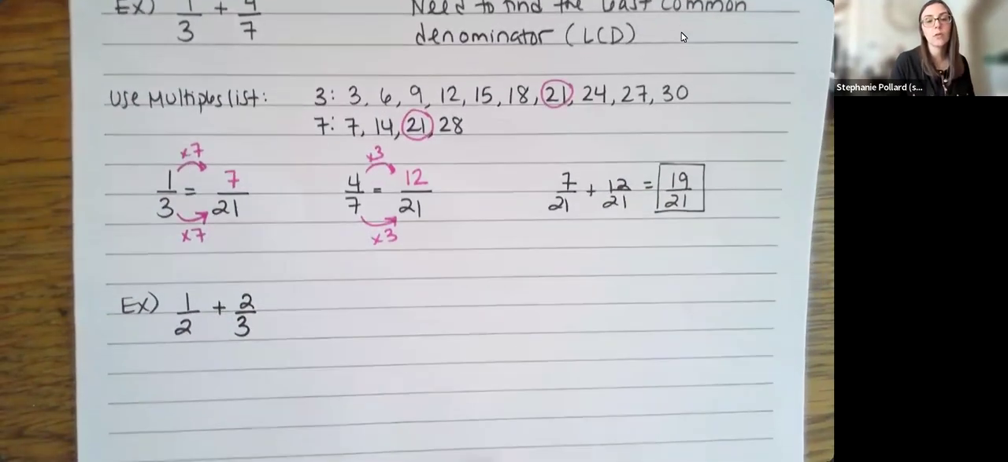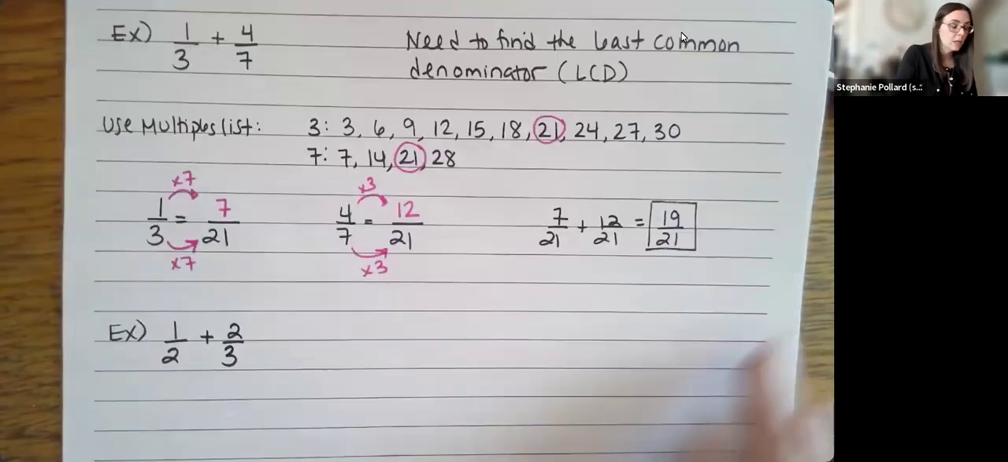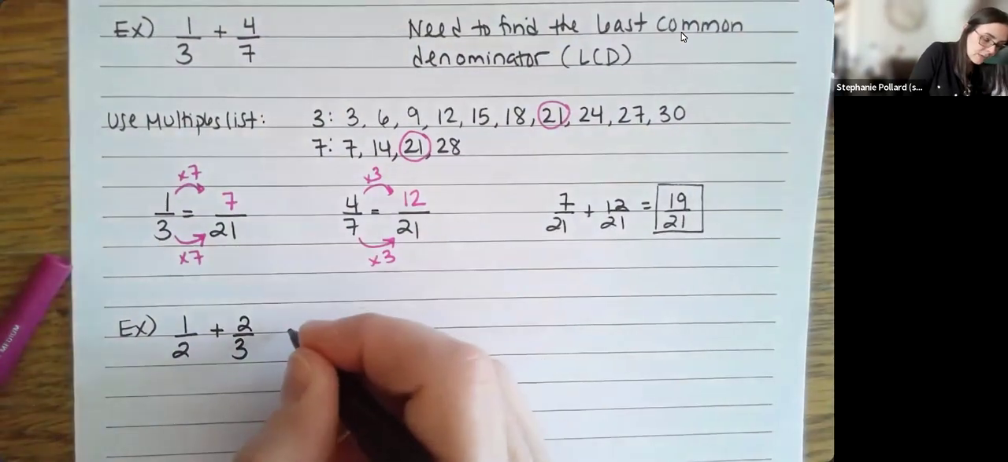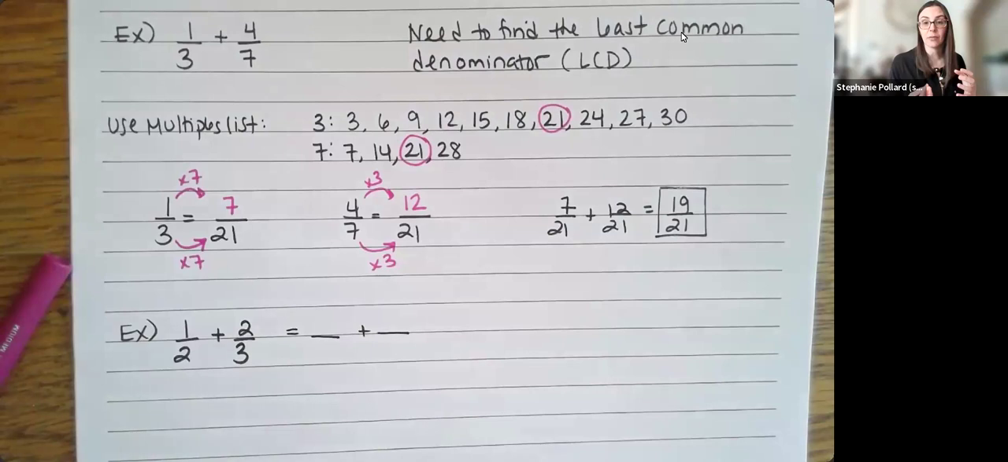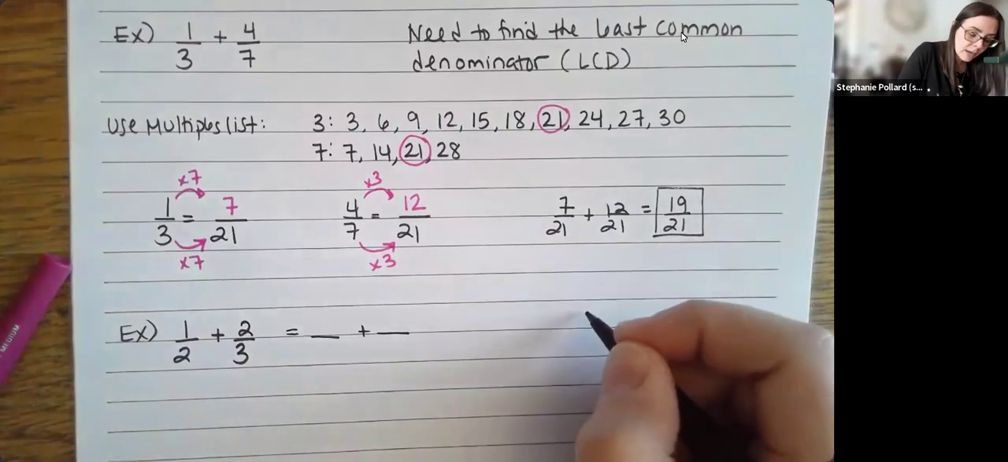All right, so 1/2 plus 2/3. So again, we're trying to get to something where they're both the same denominator. Right now, they're different. So you can either think in your head, okay, what multiple could I use? Or again, if you're having trouble, you're going to write it out.